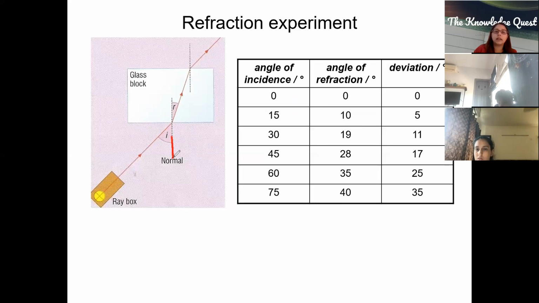If the incident ray is like this, it will move out undeviated. This is the only ray which moves out undeviated, the one which is at the normal. Is that clear? Right? Will you remember this? This is something for you to remember. Clear? Right.